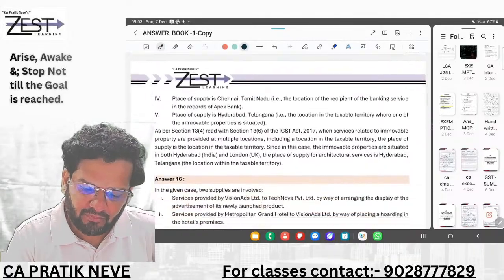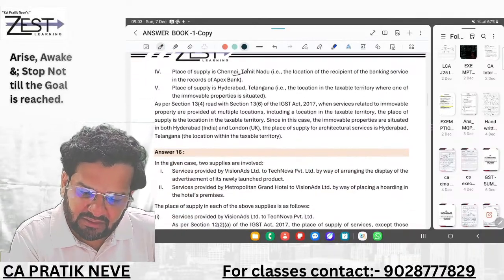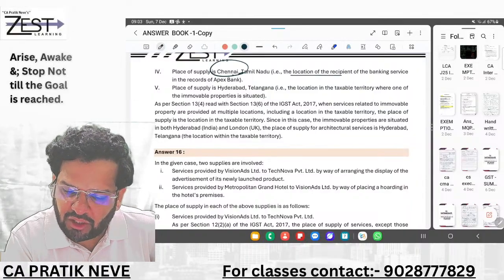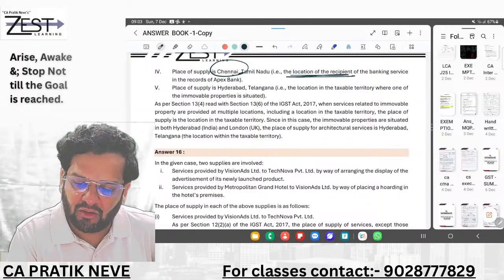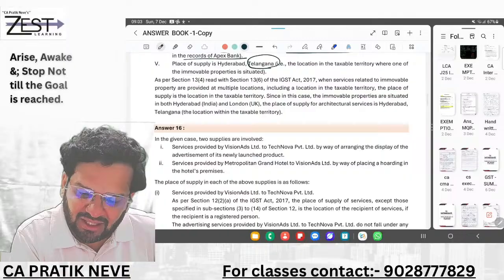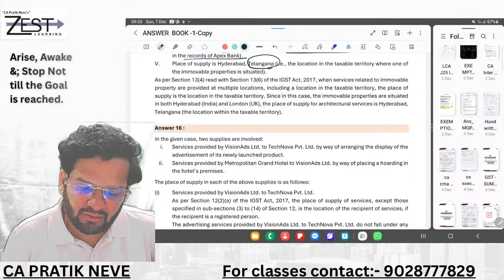Okay. Then next case it was Chennai. Why was it Chennai? Because location of the recipient as per the records of the bank. And in next case it was Telangana.